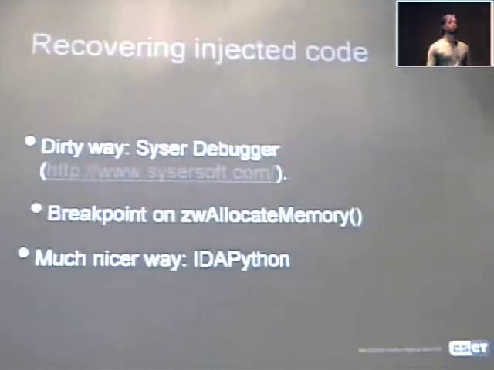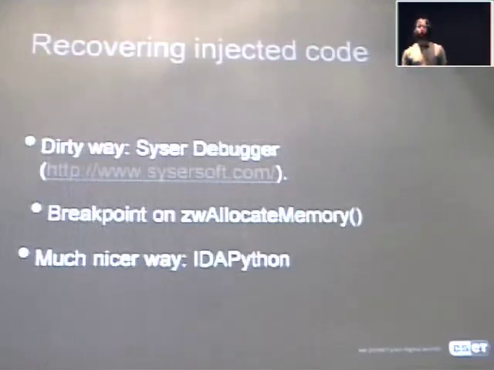So my first approach to find the injected code, because this is where all the functionalities are, and what I wanted to dump and then analyze statically, was to try the Sizer debugger. I think this is a Chinese project. It's a ring 0 debugger. It has a nice GUI and everything, so you should give it a try if you haven't done that yet.